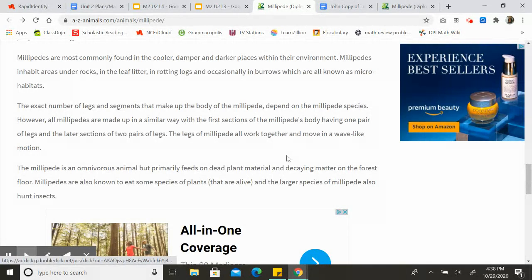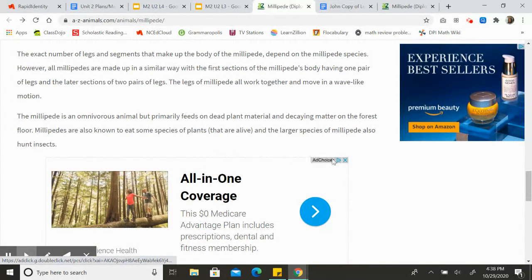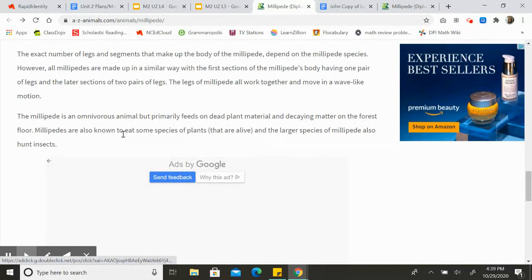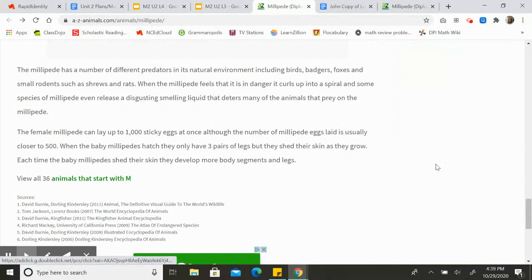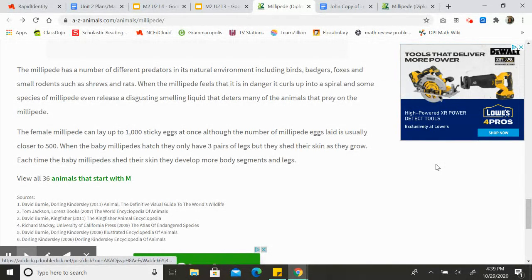The legs of the millipede all work together and move in a wave-like motion. The millipede is an omnivorous animal, but it primarily feeds on dead plant material and decaying matter on the forest floor. Millipedes are also known to eat some species of plants that are alive, and larger species of millipede also hunt insects. The millipede has a number of different predators in its natural environment, including birds, badgers, foxes, and small rodents such as shrews and rats. When the millipede feels that it is in danger, it curls up into a spiral, and some species of millipede even release a disgusting smelling liquid that deters many of the animals that prey on the millipede.